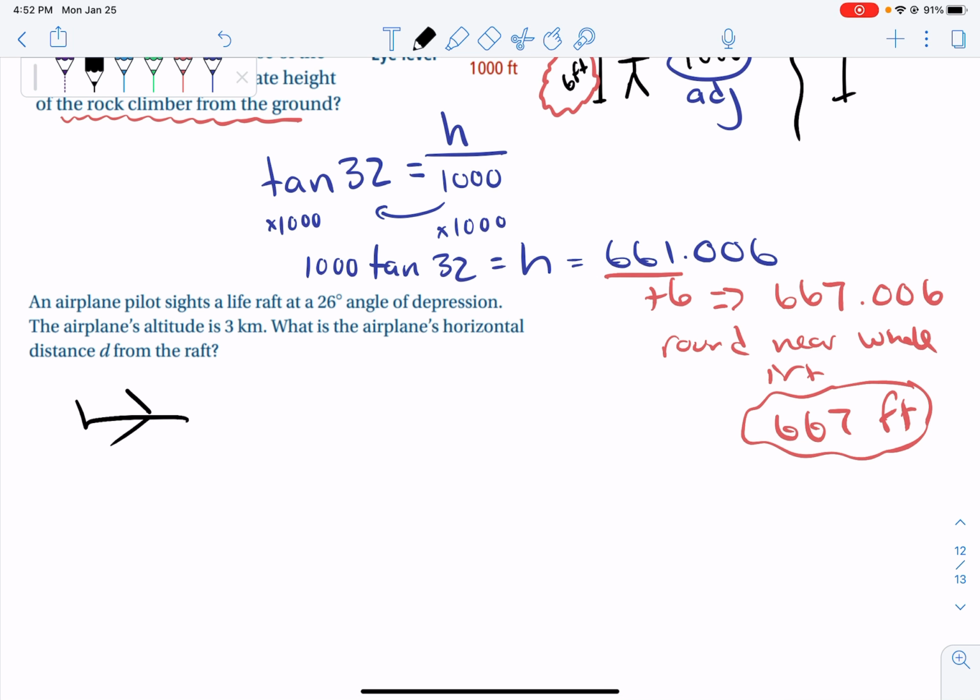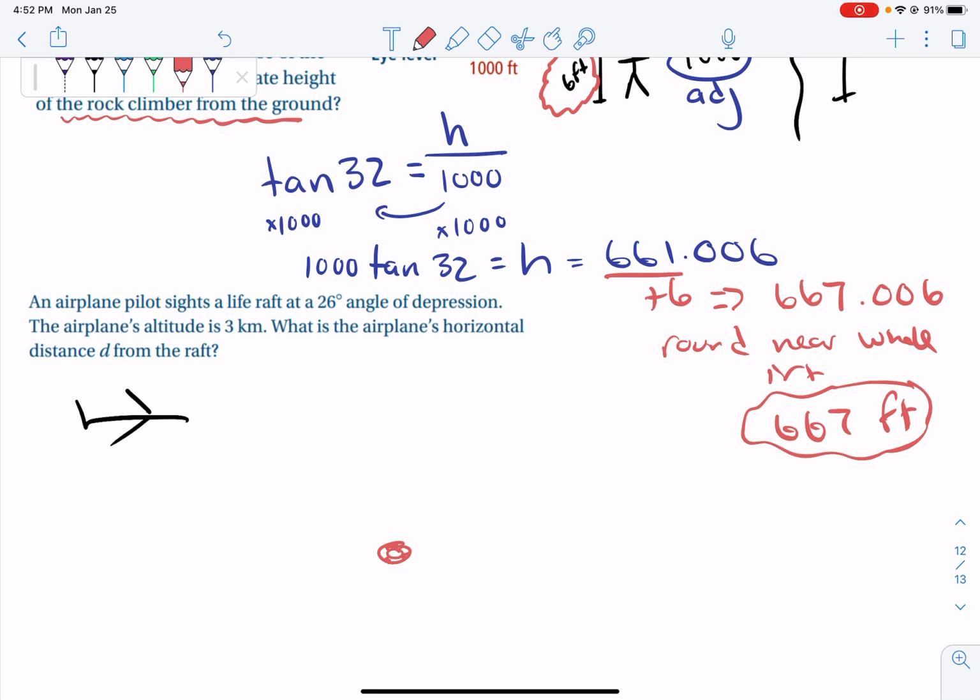Now, without having to think too hard, the airplane is probably up in the air and the life raft is probably down here on the ground somewhere, right? This is my life raft. The airplane's altitude is 3 kilometers. What's the airplane's horizontal distance?